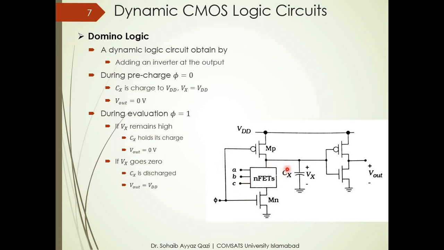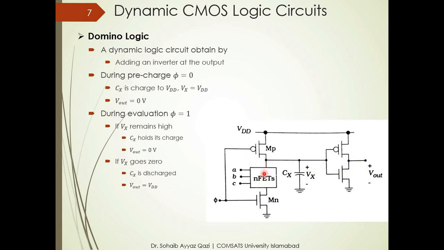But what happens at this Cx capacitor? If this is 1, our output remains high, and that depends on our A, B, and C serial points. If Cx remains high, our V out will be equal to 0. But in case Cx goes to 0 through this path here, then our V out will be VDD.